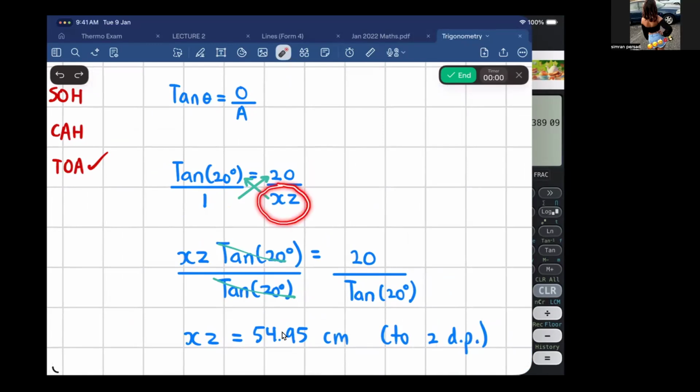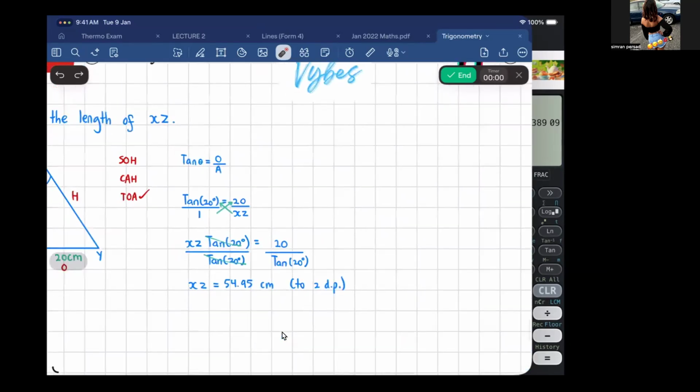The denominator. So we need to get rid of it from the denominator. To do that, I could multiply both sides by XZ. If I do that, isn't it going to cancel off? Yes, and I would end up with XZ tan 20. From there, you would just divide both sides by tan 20 and you get your answer. So that's one way you could do it.